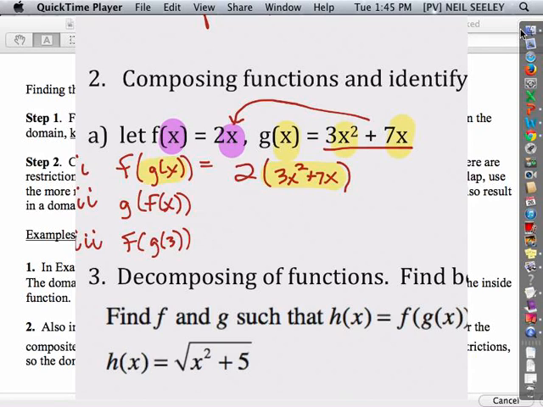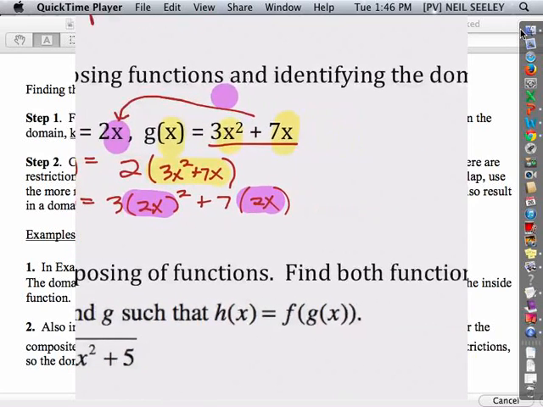Next, g of f of x. You have g as your framework, so you have 3 parentheses squared plus 7 parentheses. I'm putting f of x in this time. Whatever f of x is, 2x, I just throw it in here. There's a little 2x, there's a little 2x. In both cases, I'm not actually done, but I just want you to see the substitution taking place.